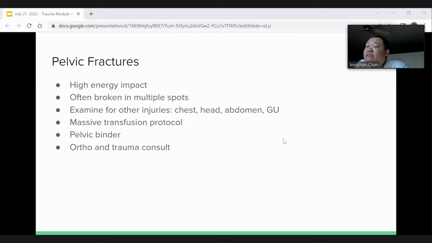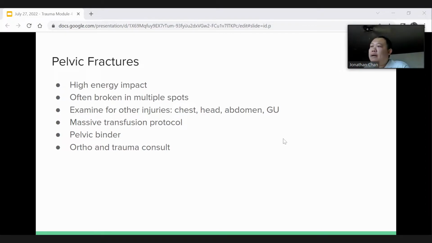If you see or suspect a pelvic fracture, you can do a pelvic binder to hold everything in place and prevent worsening bleeding. And these patients require an orthopedics and a trauma consult.